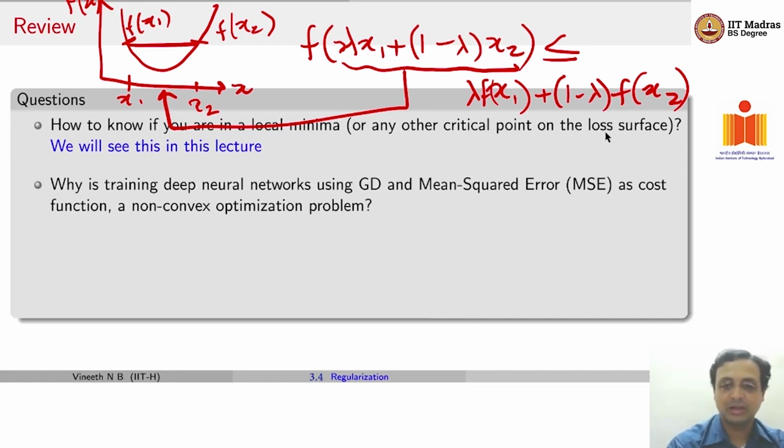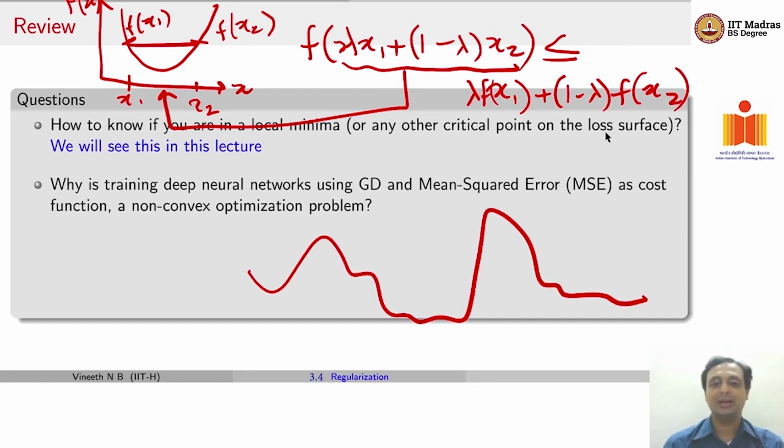So a non-convex function, an example could be a surface something like this. So you can clearly see that you will find lines such as these, for instance, where the curve does not necessarily lie below the line at all times. Now let's come back to our question as to why is training deep neural networks using gradient descent and mean square error as cost function a non-convex optimization problem.